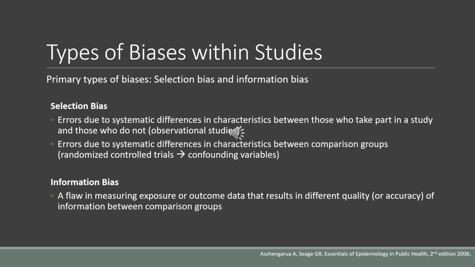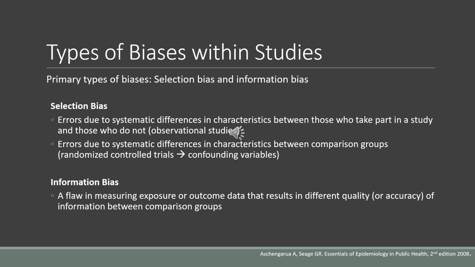This is usually called a confounding variable or a potentially confounding variable, and it will be discussed in video 3. The other type of bias is called information bias, which is a flaw in measuring the exposure or outcome data that results in different quality or accuracy of information between the comparison groups.